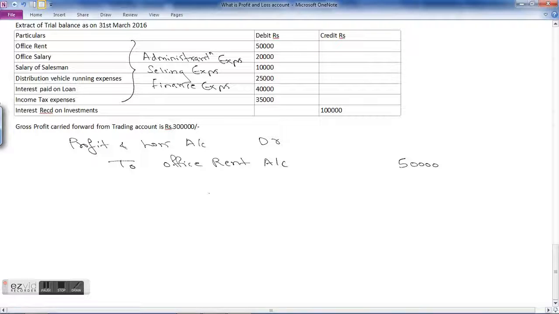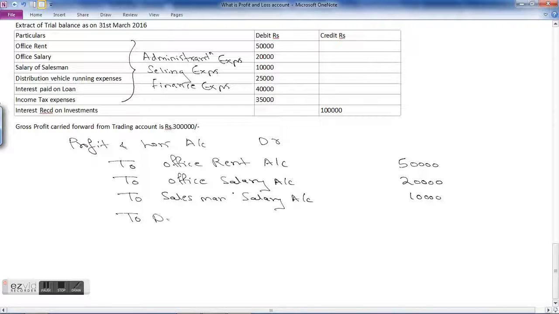50,000. Then to office salary account. How much is the amount? 20,000. Then to salesman salary account. How much is the amount? 10,000. Then to distribution vehicle expenses account. Okay, how much is the amount?